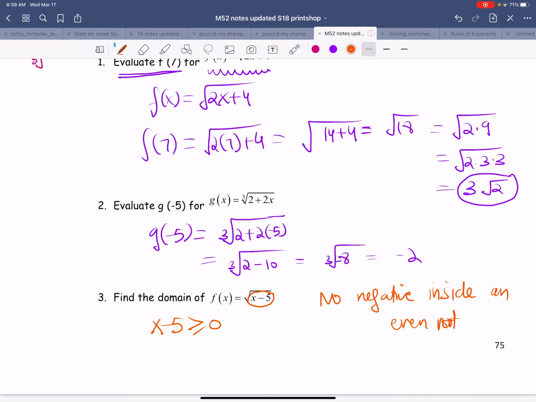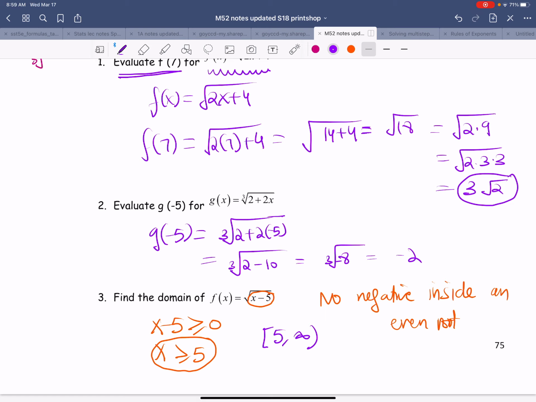We want this to be positive only. So I'm going to add 5 to both sides. So x has to be greater than or equal to 5. How do I express it in interval notation? Well, to express my answer, I'm going to put a bracket around 5 because I want to include 5 in my solution. 5 to infinity. So I can plug in any values of x between 5 and infinity, including 5, and I will still have a real output.